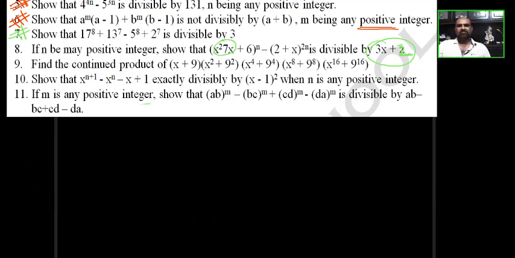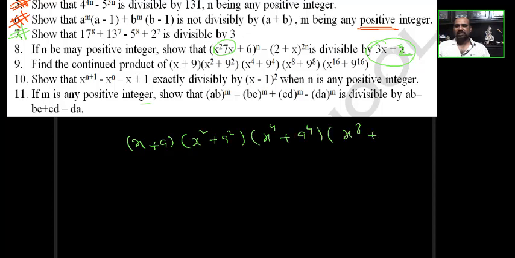Next problem. Find the continued product of (x plus 9) into (x square plus 9 square) into (x power 4 plus 9 power 4) into (x power 8 plus 9 power 8) into (x power 16 plus 9 power 16). What is it asking? Simplify this. Very difficult, no? Multiplying five brackets.